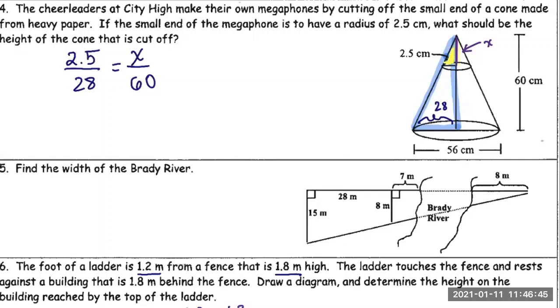Good, the ones coming through are correct. Very nice, you guys. So cross multiply when you guys are solving for that, or that's the means extreme property. And we get 5.4 centimeters is the correct answer.